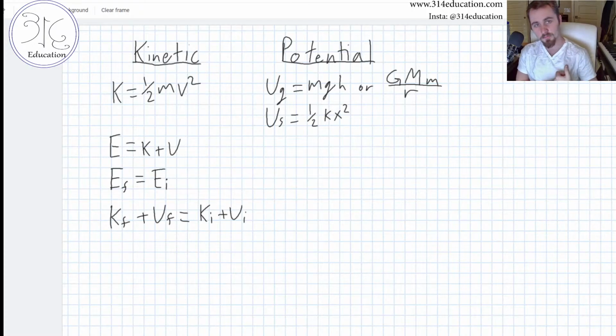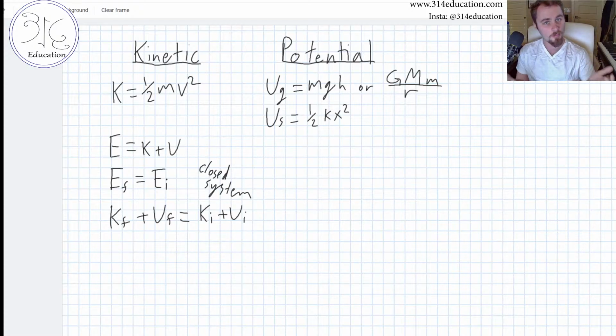Now, this is good for conserved systems where we are accounting for everything that's already in the system and we're not adding in or taking out any other energy. We're just looking at energy changing forms between potential to kinetic and back and forth. Let's make a little note: this is for a closed system.